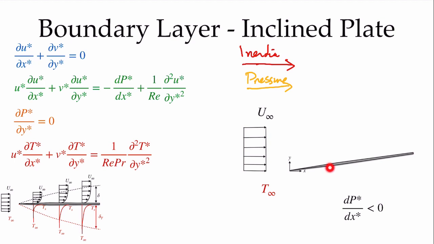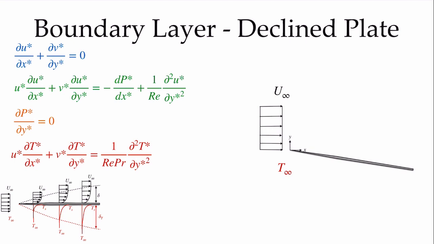Now, when we incline the plate, in addition to that inertia force, we also have a pressure force. And so we would expect that this boundary layer is going to be even thinner. The fluid is driven both by the inertia and the pressure in the positive x direction, so we'd expect a thinner boundary layer. And if we expect a thinner boundary layer, then we expect a higher skin friction coefficient, and a higher Nusselt number or a higher convection coefficient. So with a negative pressure gradient, where the pressure is decreasing in the flow direction, we have a smaller boundary layer, a higher skin friction coefficient, and a higher heat transfer coefficient compared to the flat plate.